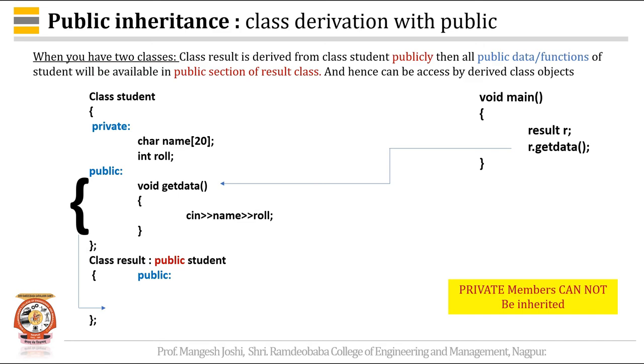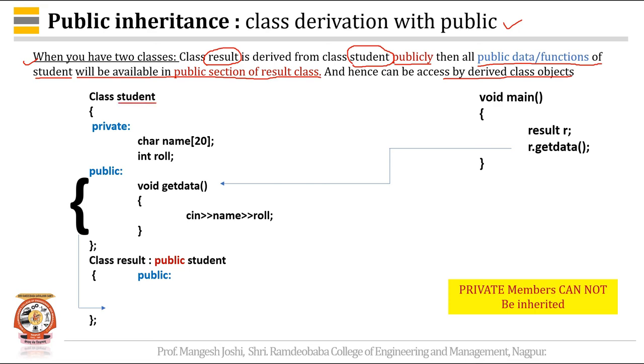So the first example is public inheritance, class derivation with the public keyword. When you have two classes, class result is derived from the class student. So student is the base class and result is the derived class, and we have derived it publicly, that is using the public keyword. Then all public data and functions of the student class, which is the base class, will be available in the public section of the result class, which is the derived class, and hence can be accessed by derived class objects. Let us see this with the help of an example.